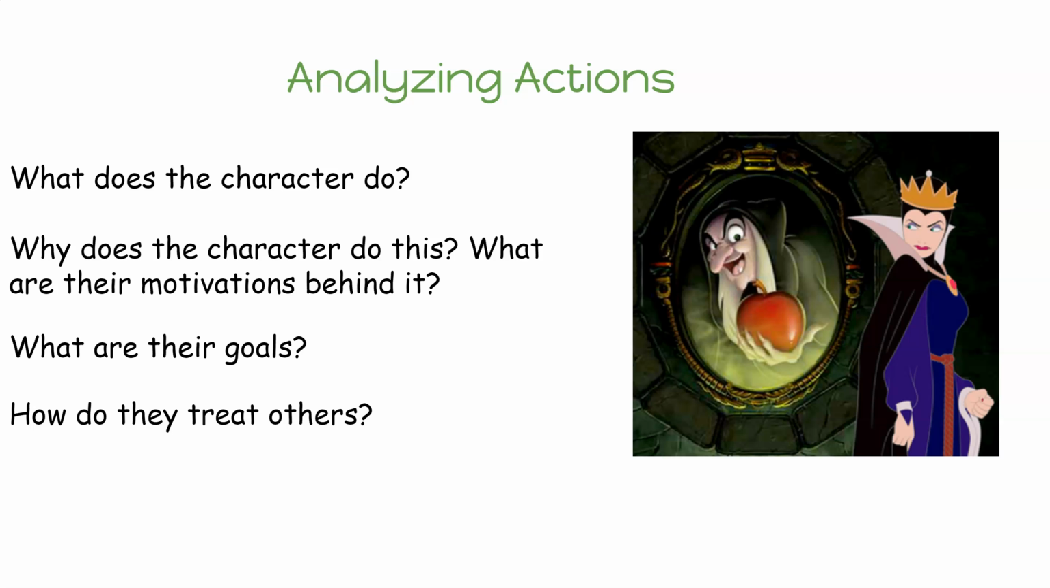Well, this character often tries to hurt or kill Snow White. She does this because she wants to be the fairest lady in all the land, and her stepdaughter, Snow White, is the only one that surpasses her good looks and is the fairest lady of all the land. That's what motivates her to harm Snow White.